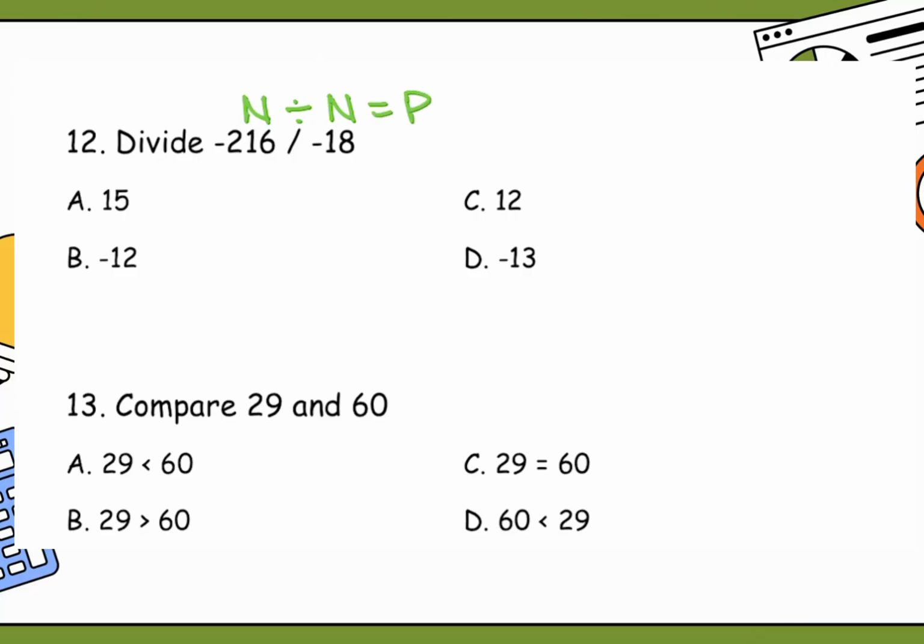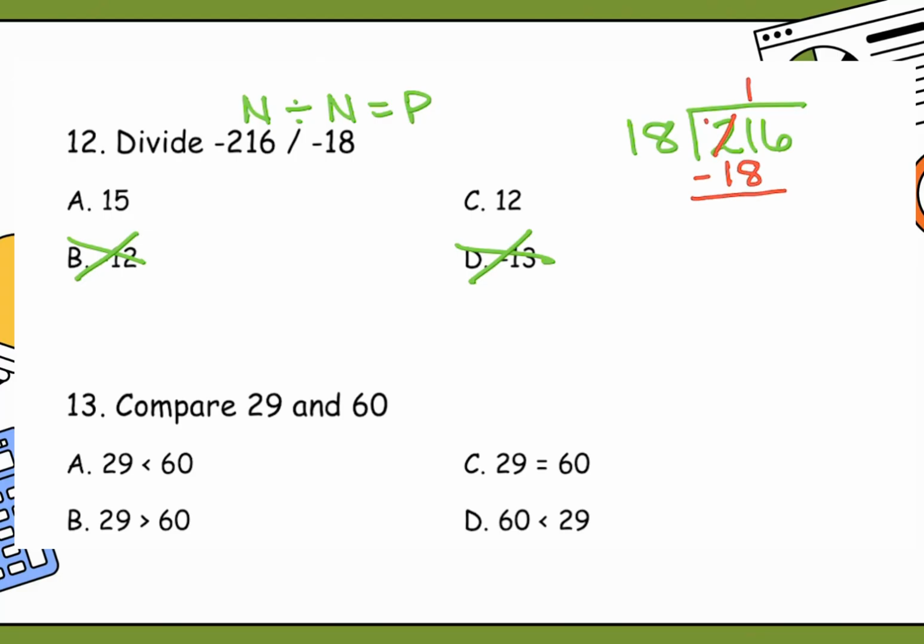Question number 12, we're dividing a negative by a negative number, which we know is a positive number. So we're going to mark out letter B and D because we know that those answers cannot be negative. Next, we're going to take 216 and we're going to divide that by 18. So if we have 18, can we take that away from 21? Yes, we can, one single time. 1 times 18 is 18. And now we need to subtract.